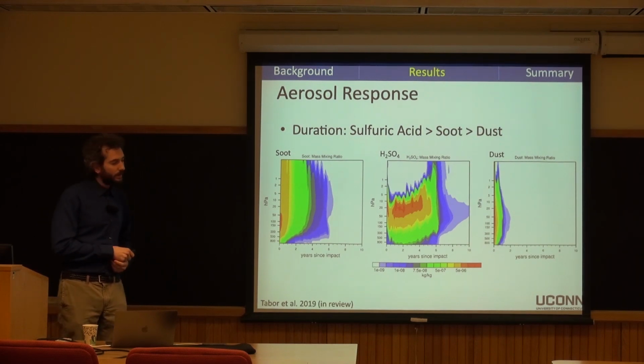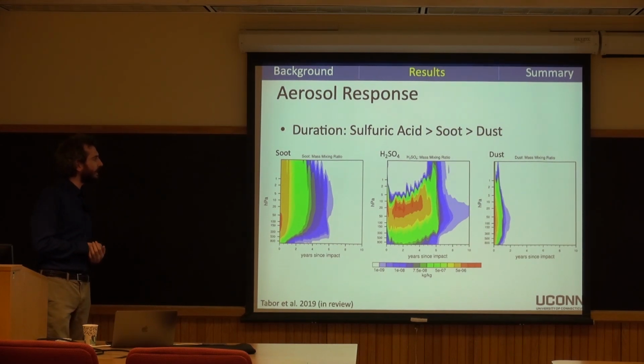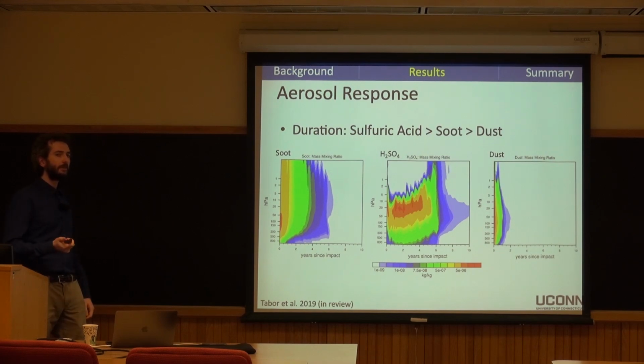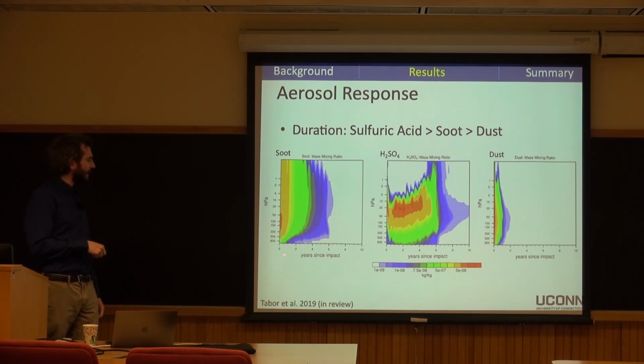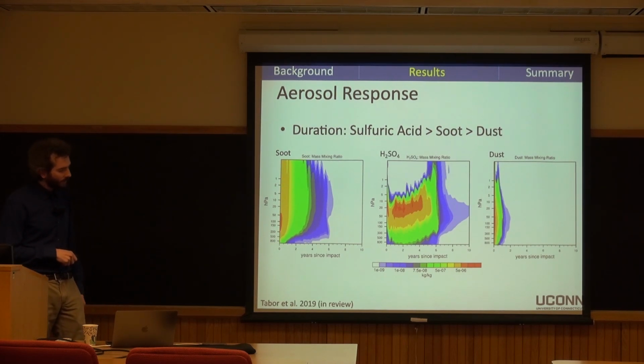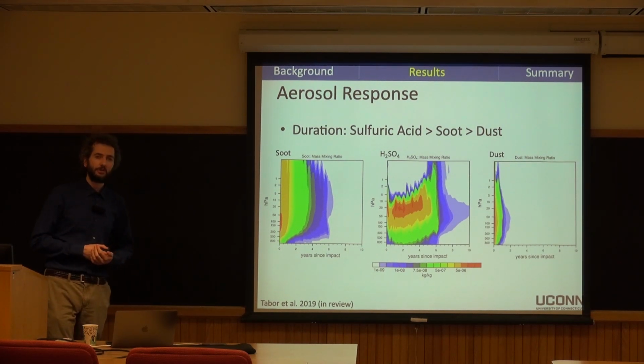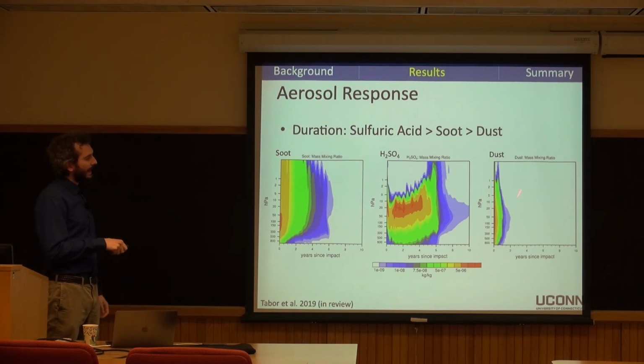All right. So moving on to some of the results of our simulations. Here I'm showing concentration of aerosols through time for the 3 different emission scenarios. It's from the time of impact, starting at year 0 here and moving 10 years out into the future. And this is average values through the atmospheric column. So we have elevation here on the y-axis. And I'm showing it for soot, sulfuric acid as produced due to the SO2 emission, and dust concentrations.